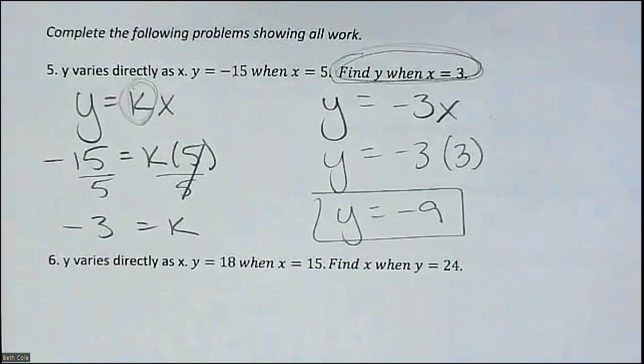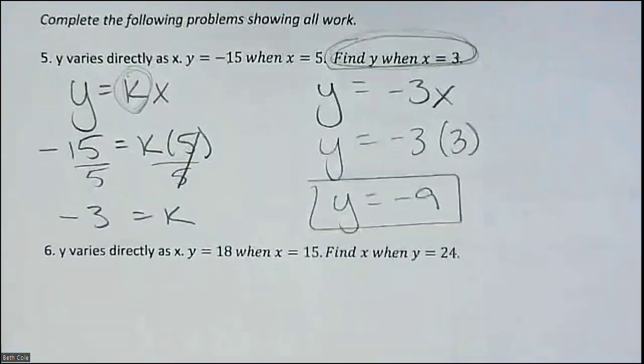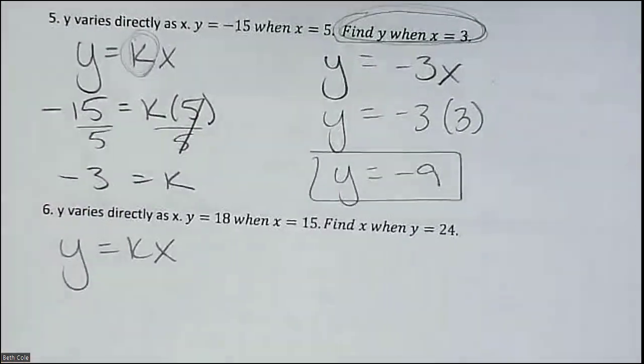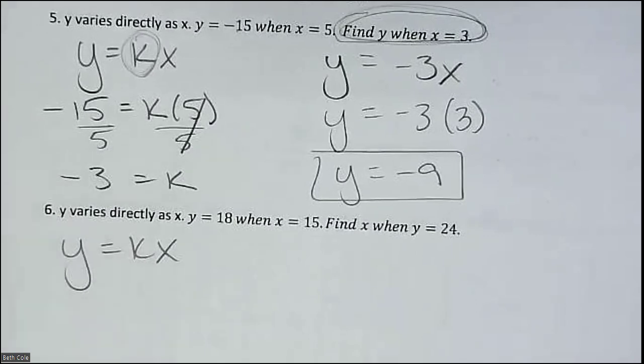If you're like, hey, I didn't quite get that, we're going to do it again, but you need to listen to me. It says y varies directly as x. That means y equals kx. Do I have to write that? Yeah, that's how the problem starts. These aren't long problems. It's super easy. Get on board, all right?